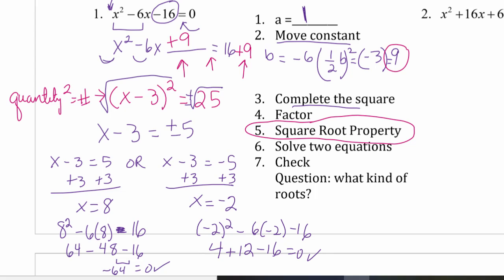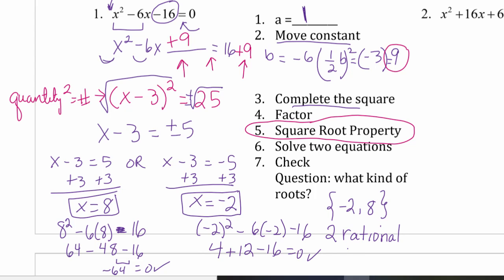So here's a question for you. See if you remember. What kind of roots are these? What kind of solutions? What kind of numbers? When we got x equals negative 2 or x equals 8, those are our two solutions, negative 2 and 8. And if you recognize those as rational roots, rational solutions, two rational solutions, then you're absolutely right.